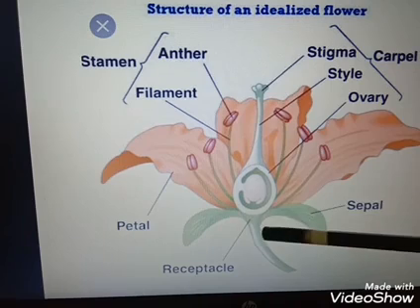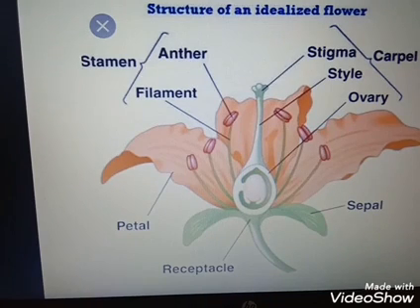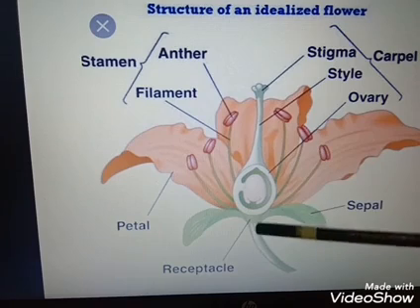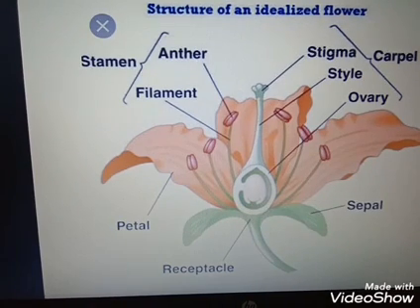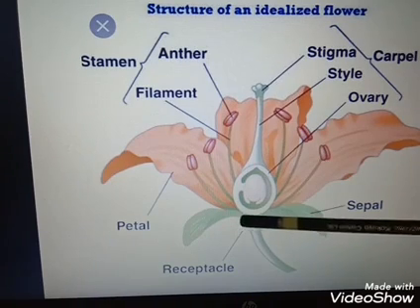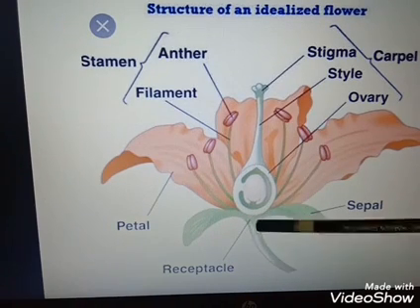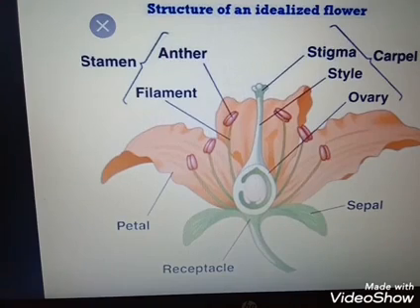Then this portion is the receptacle, the swollen end of the axis to which floral leaves are attached. Next to the receptacle, the stalk-like portion is known as pedicel. Pedicel acts as the stalk of the flower. Clear? Pedicel acts as stalk of flower.